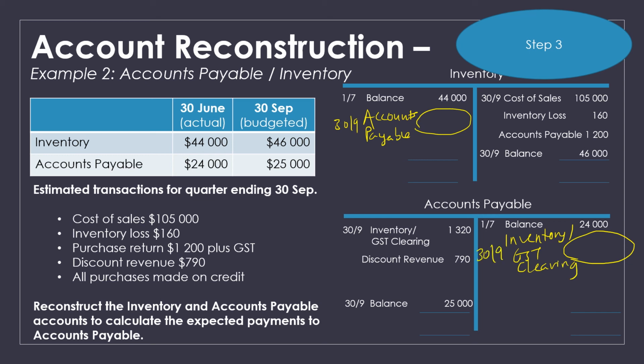Lastly, we're also told that we are calculating the expected payments to accounts payable. And this is a transaction that we know will happen in the quarter ending 30th of September. And a payment to accounts payable will reduce the accounts payable balance, and therefore it will be recorded on the debit side. And since it's a payment, we will have to cross-reference as bank.